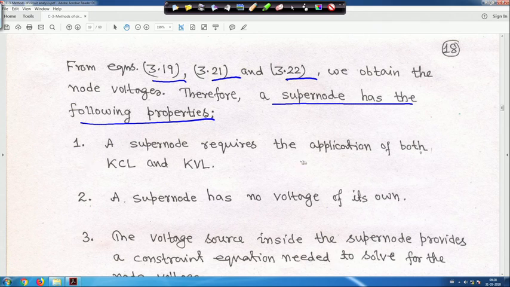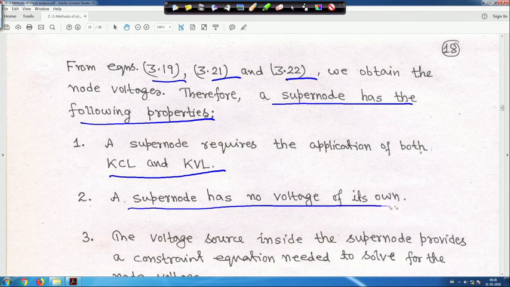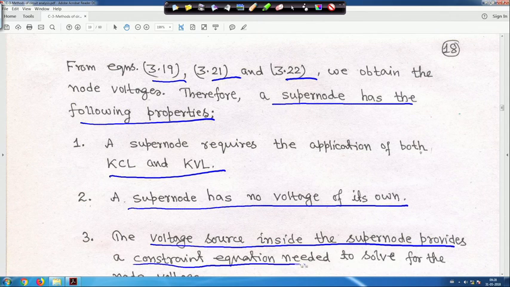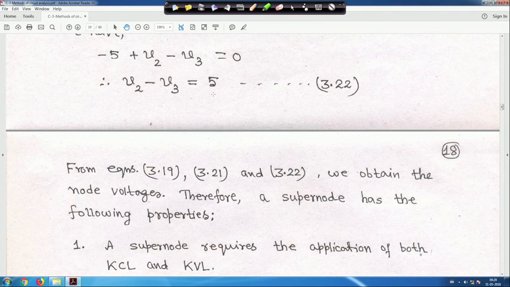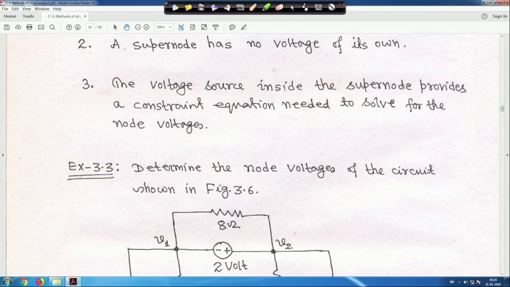Number 1, a super node requires the application of both KCL and KVL, as I told. A super node has no voltage of its own, because two nodes and one voltage source combine to make a super node. The voltage source inside the super node provides a constraint equation needed to solve for the node voltages. That constraint equation is this one, V2 minus V3 is 5, coming because of the super node, which is needed to solve for the node voltages.